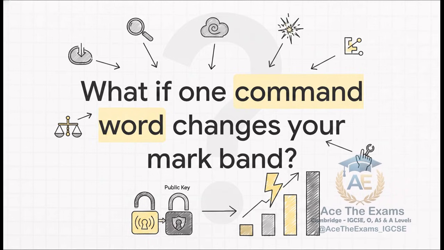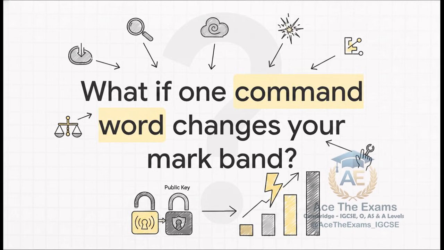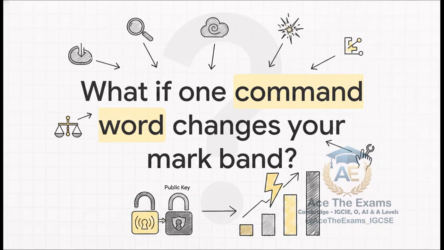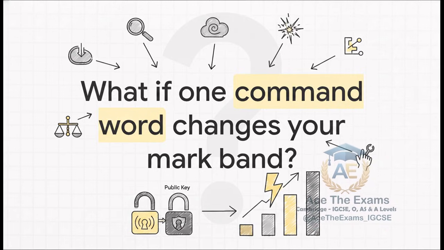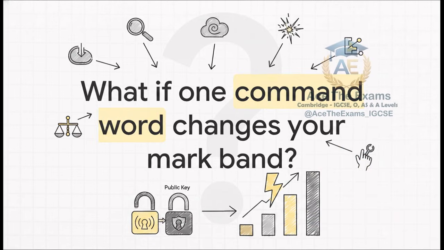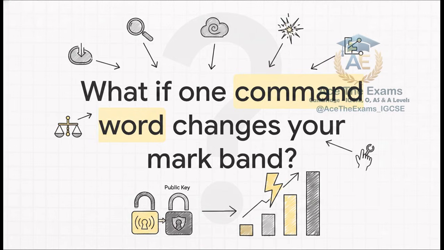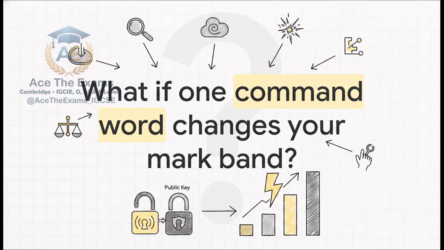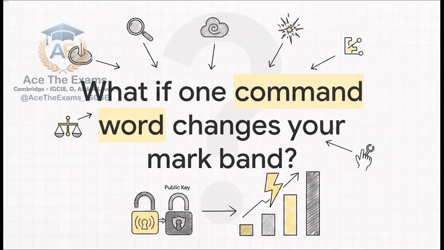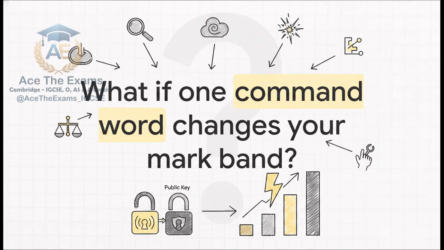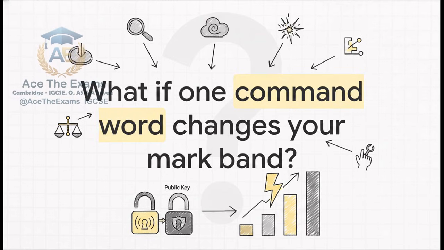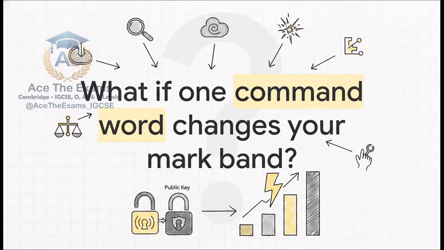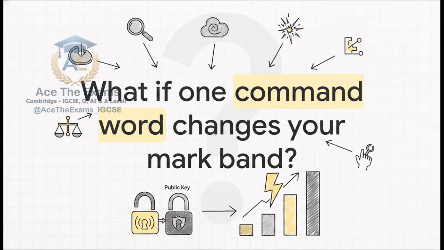Words like define, describe, explain, analyze, evaluate, apply. Every single one of these words demands a completely different structural response. You could have the perfect asymmetric encryption framework memorized, you could understand public and private keys flawlessly, but if the examiner asks you to evaluate and you only explain, your grade is going to absolutely tank. Misreading a command word is the silent killer of top grades. You need to know exactly how to shift your strategy based on just that single word.